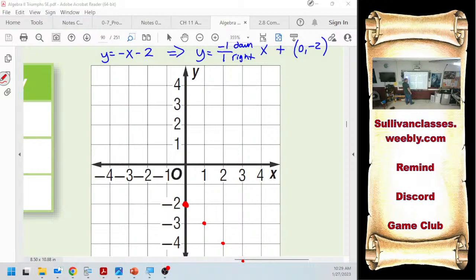And if I can go down 1, right 1, then I can also flip the script and say up 1, left 1, up 1, left 1, up 1, left 1, and connect the dots. Try to make it straight. Okay?